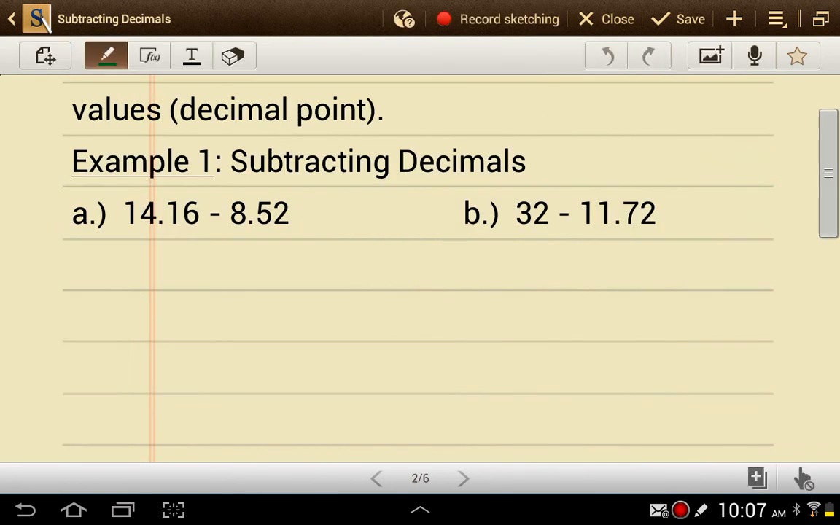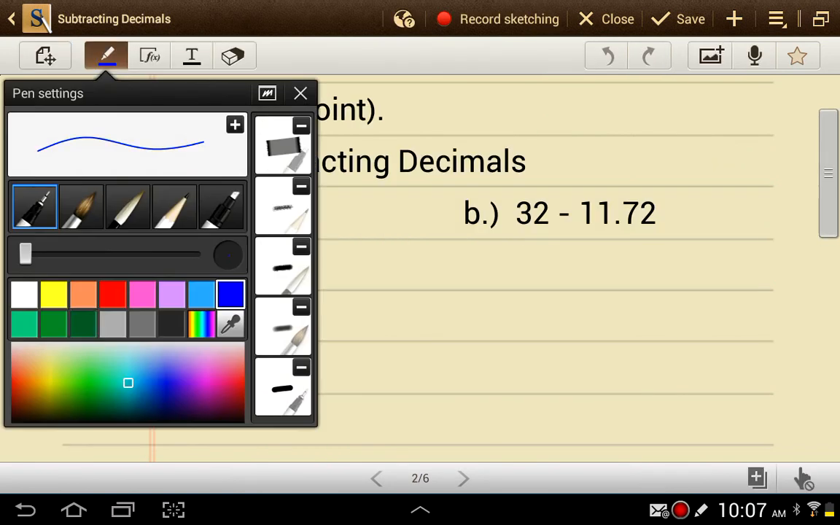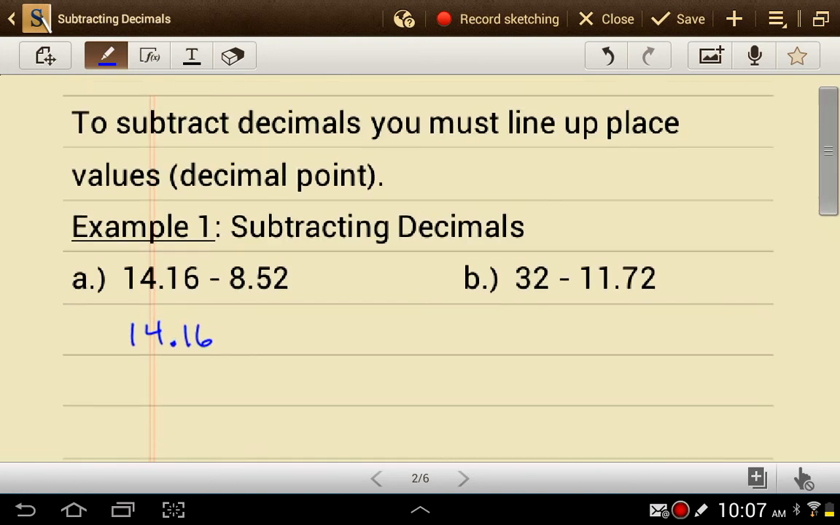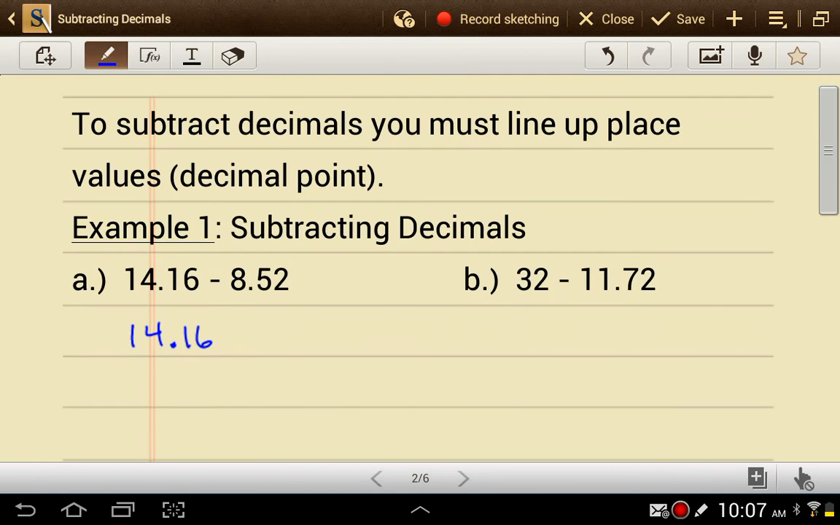Okay, in the next slide, I'm going to go back to my blue pen here. In my next slide, we are just going to talk about subtracting decimals. Now we're going to do it showing our work. So for this, I'm going to do 14.16, line up my decimal points. I'm sorry, I can't see that. To subtract your decimals, you must line up place values, which is your decimal points. So 14.16 minus 8.52. And I'm going to subtract those.